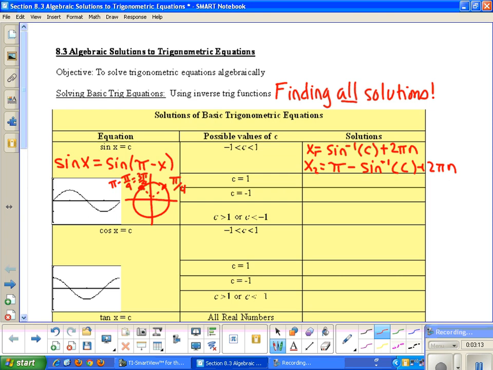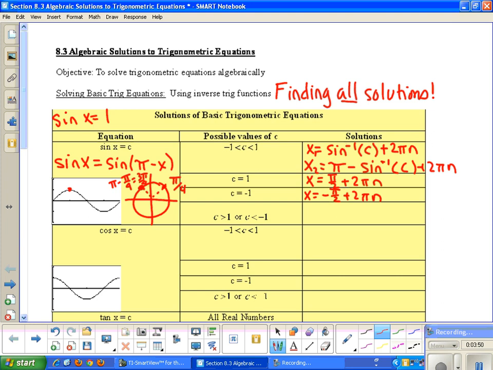Now, when we have a c value of 1 or -1, so if the sine of x is equal to 1, or if it was -1, notice that 1 only has one solution because it only hits once on my graph. So we know from our unit circle that x is equal to pi over 2 plus 2 pi n. If it's -1, then x would be equal to 3 pi over 2, or instead we can also use negative pi over 2. So in this case, negative pi over 2 plus 2 pi n is what I'm going to use. And again, you can use 3 pi over 2.